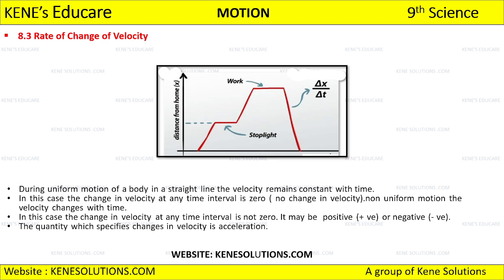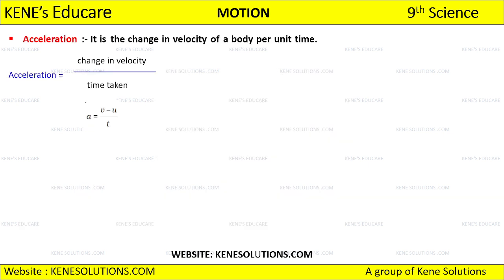Now if you have been asked to define acceleration, it is the quantity which specifies the change in velocity. You can see the figure that has been given. Distance from home is x. There's a stoplight and a work, and delta x upon delta t is shown. Uniform motion of a body means the body is traveling at a constant speed, and non-uniform motion means the speed is changing, right? That can be seen with the graph shown on screen.